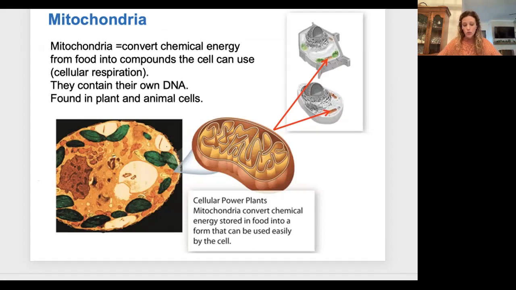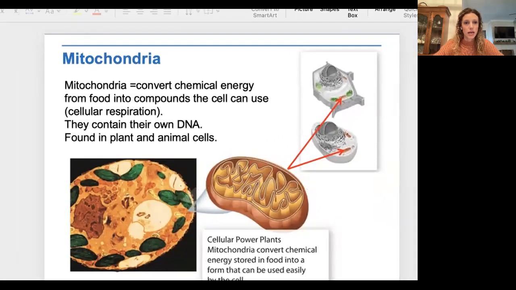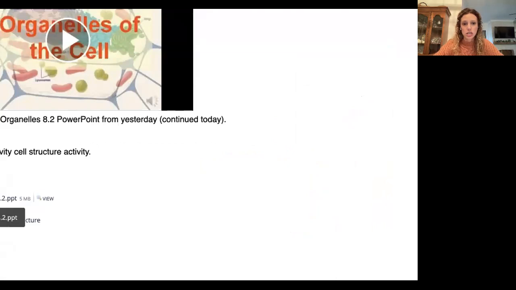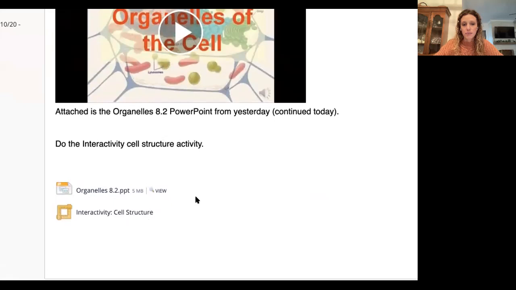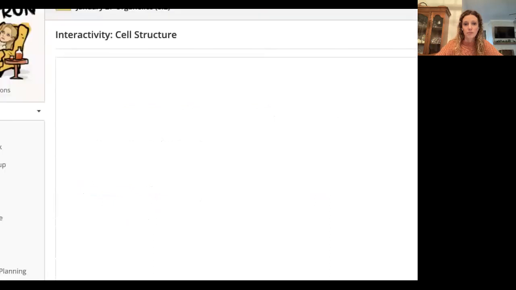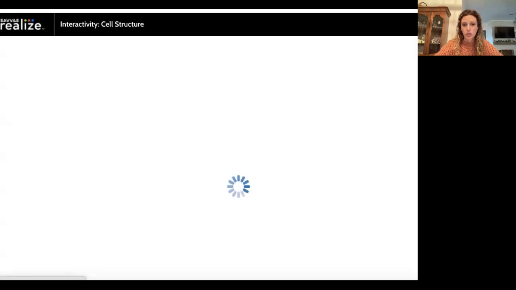All right, so a couple of other things that I want to do with y'all. Let me exit out of the notes and go back to Schoology. If you go back to Schoology, there's this interactive cell structure activity that you can do. I'm going to click it and open it up and go over it with you just briefly.